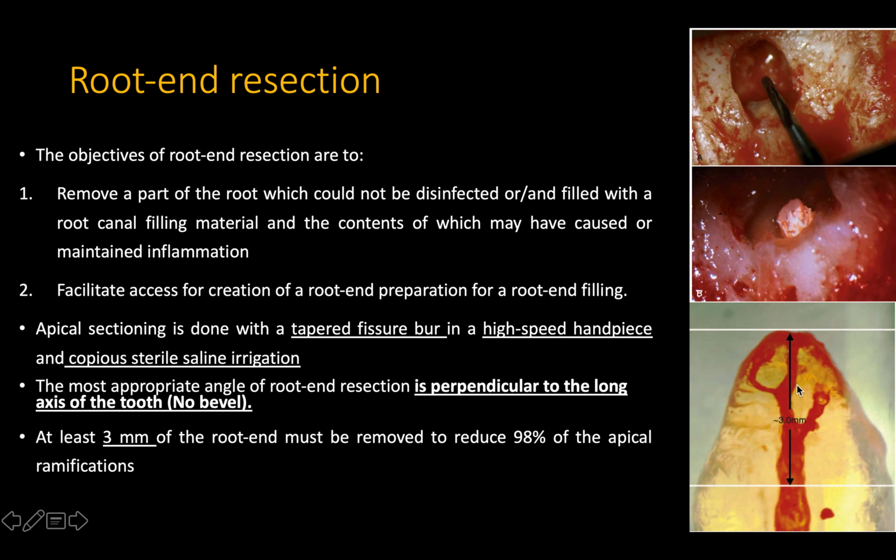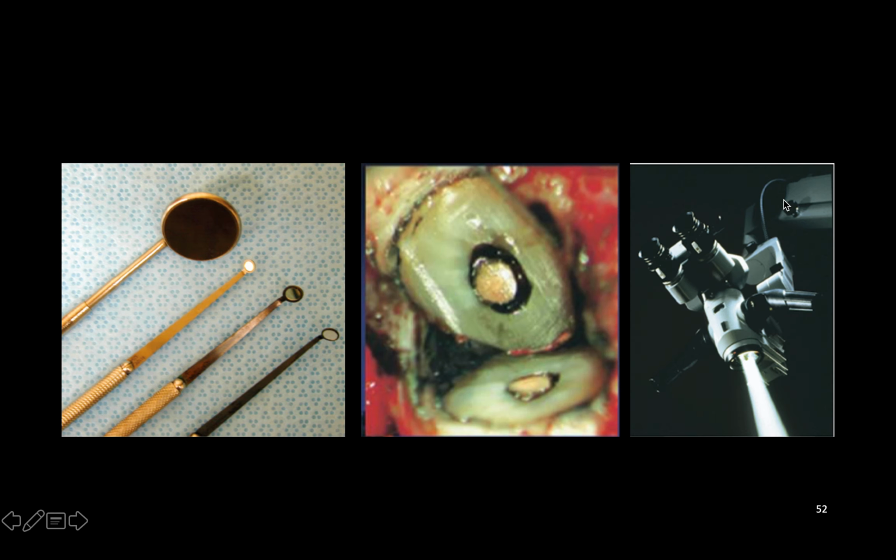Now, to do this, we need a tapered Fisher burr on a high-speed handpiece with copious irrigation with saline. The resection angle should be perpendicular to the long axis of the tooth with no bevel, and we will know the reason for this later on. After we resect the root end, we use a micro mirror to examine the root end, and we use methylene blue dye to check if there are any cracks or isthmuses or accessory canals visible at the root surface, and we need light and magnification, of course.